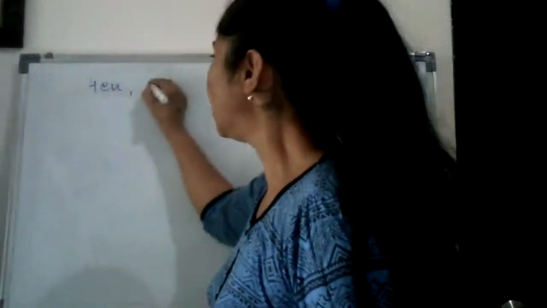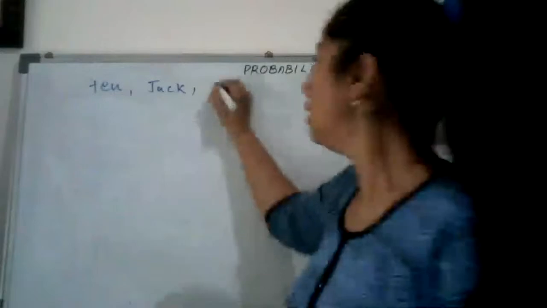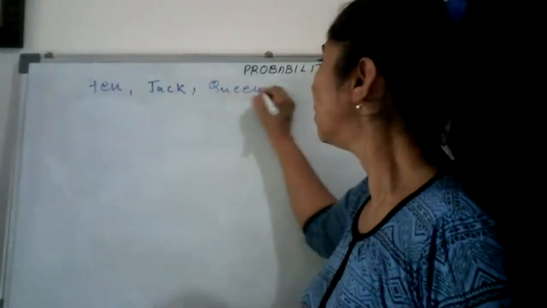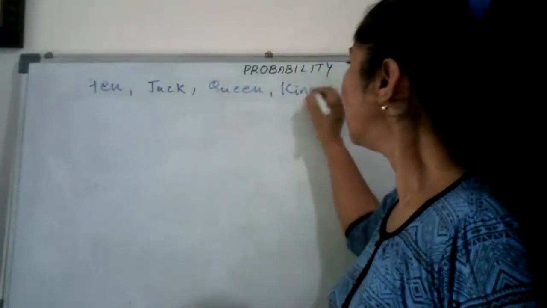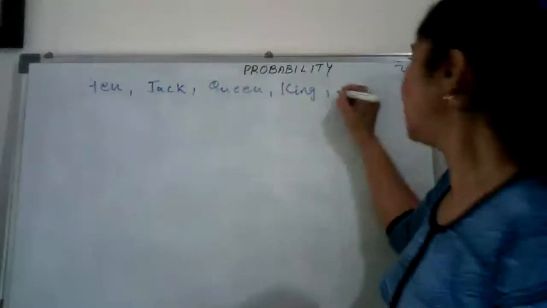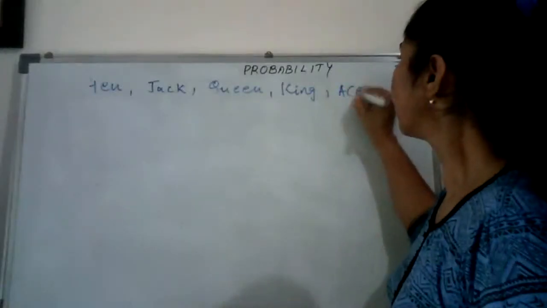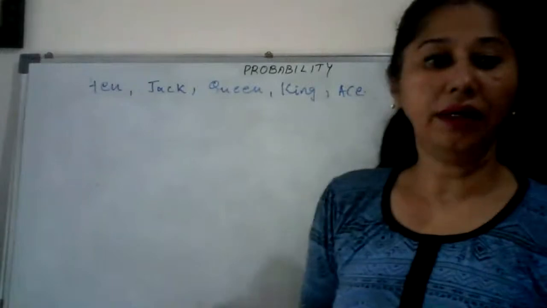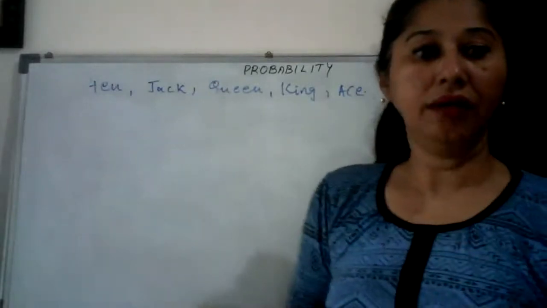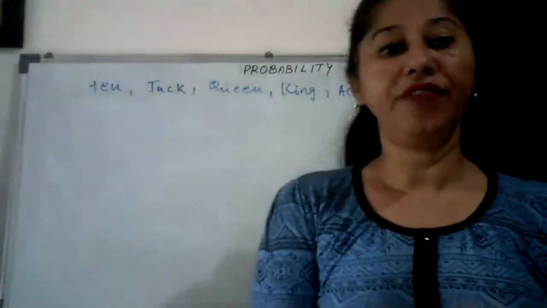The 10, the Jack, Queen, King, and Ace. Okay, these are of diamonds and are well shuffled with their faces downwards.